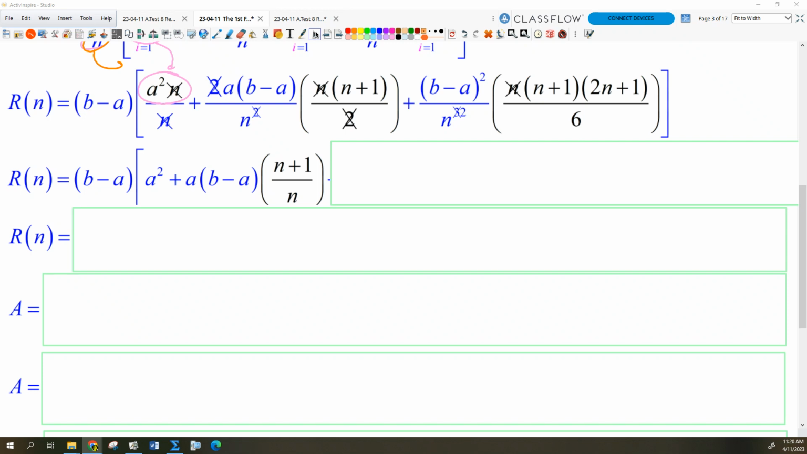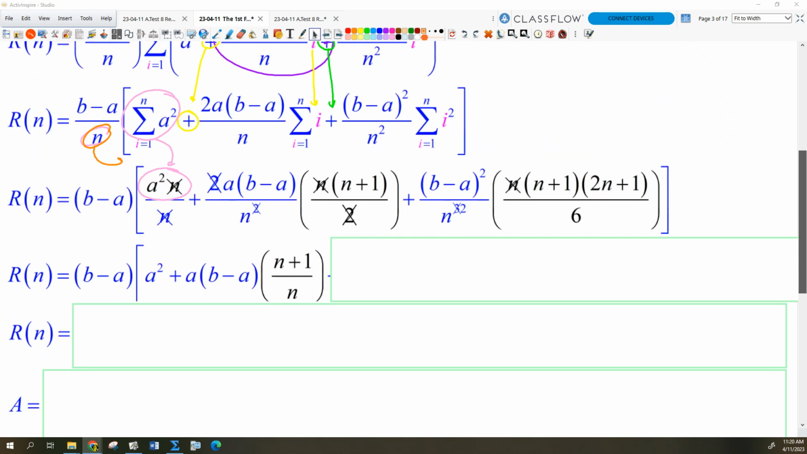Okay, then how about this last one? Again, we distributed that n all the way over, which made that n squared and n cubed. I've got my b minus a squared, and the sum of i squared from 1 to n, remember that was n times n plus 1 times 2n plus 1 over 6. So I can cancel an n.